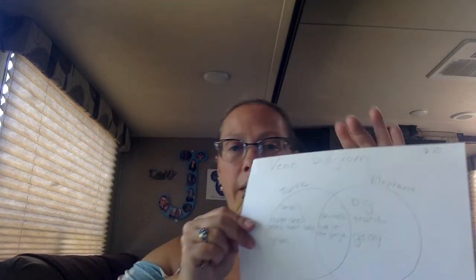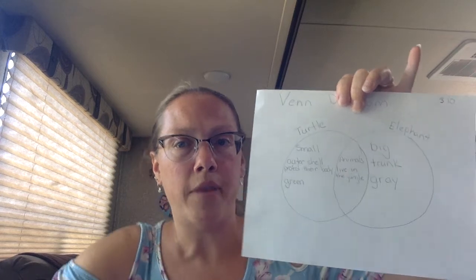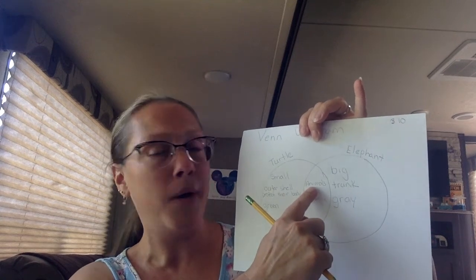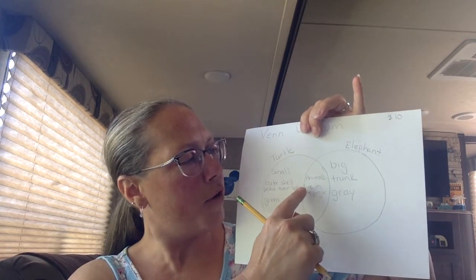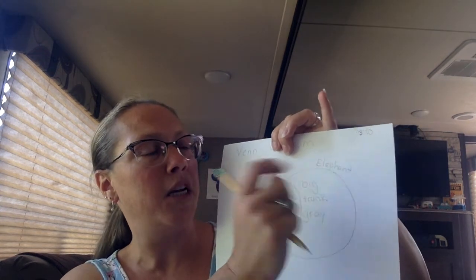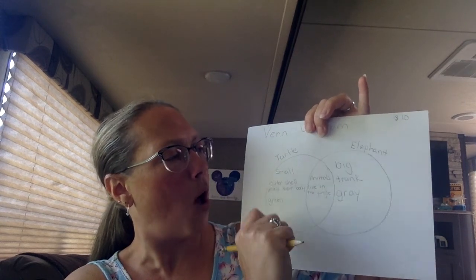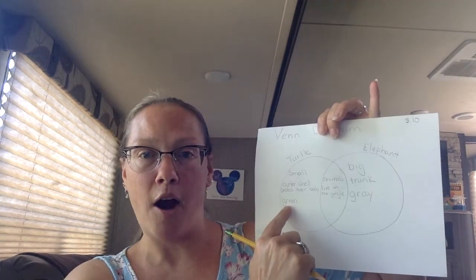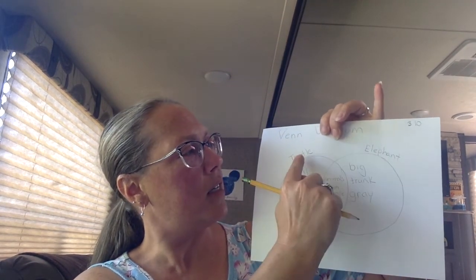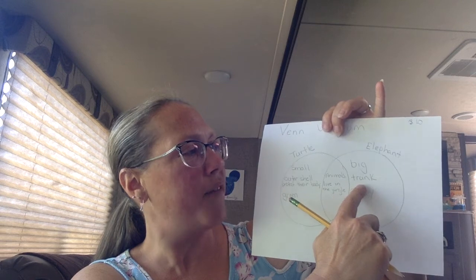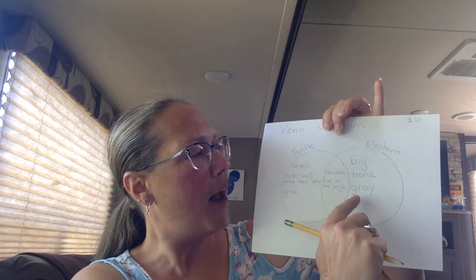So we have completed our Venn diagram. I've written down some of the items you remembered. Turtle and elephant are the same because they are animals. They're the same because they live in the jungle. Turtle is different from elephant because he is small. He has an outer shell to protect their body, and they are green. Elephant is different from turtle because elephant is big. Elephants have trunks, and elephants are gray.